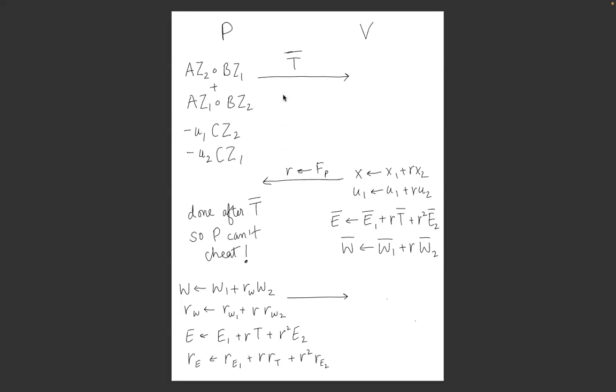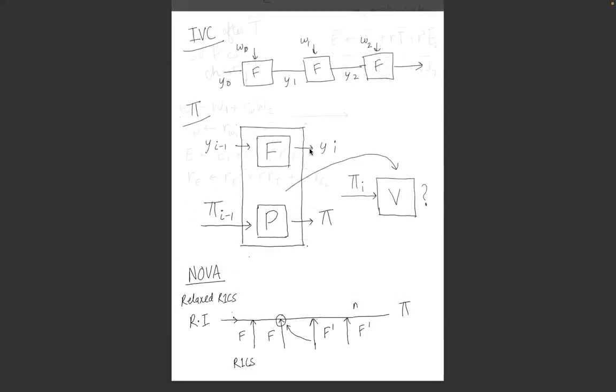And it is very important that the random number is generated after the prover has committed to these cross terms. Otherwise, the prover can always cheat. So first, the prover commits to these cross terms, which is T, and then the verifier sends this random number.